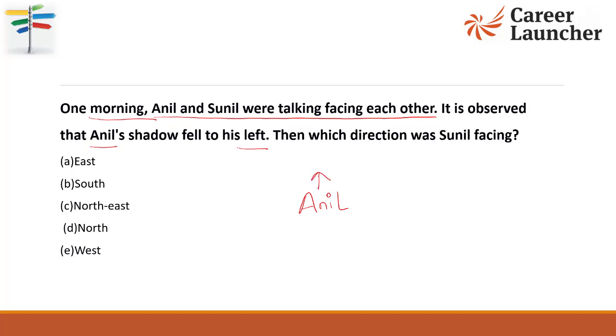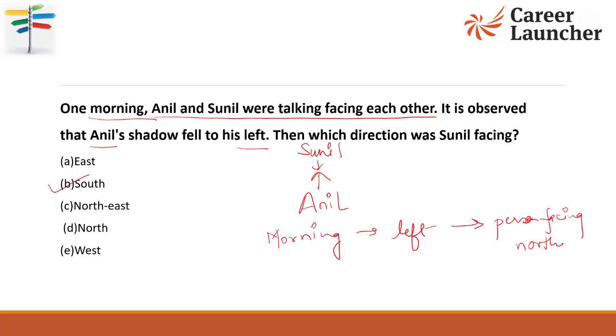If Anil is facing north and Sunil is talking face to face, then Sunil must have been facing south. If the shadow is towards the left, that is when the person is facing north. So we got the direction for Anil, and we know the direction of Sunil will be exactly opposite to Anil.